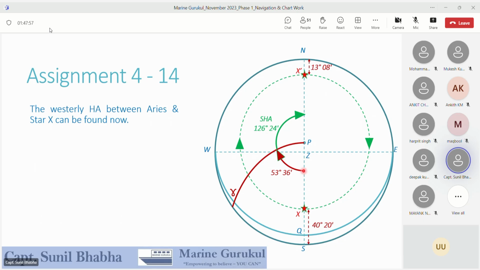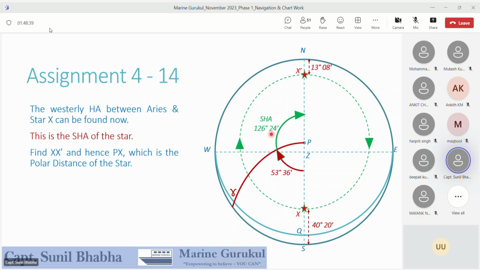You can follow the laser pointer, from this point up to this point is 180 degrees. This is the angle between the observer's meridian and his inferior meridian. So this total angle is 180 degrees. The maroon color angle is 53 degrees 36 minutes. So the green angle has to be 180 minus 53 degrees 36 minutes. That gives us the value of 126 degrees 24 minutes. So we get the SHA of this particular star. The SHA of the star is known.